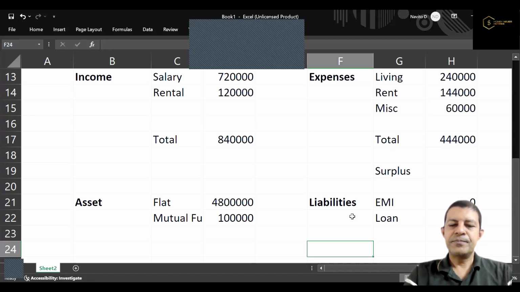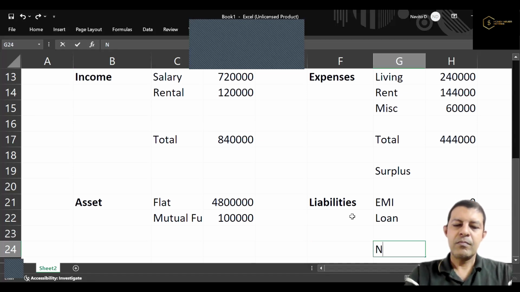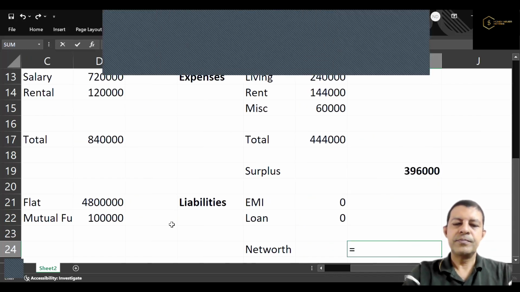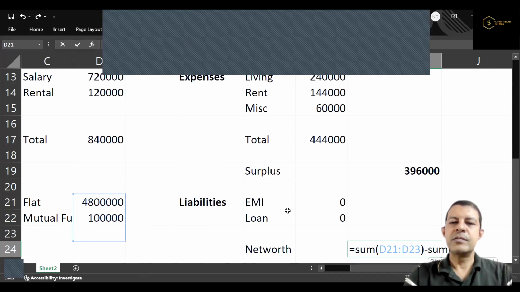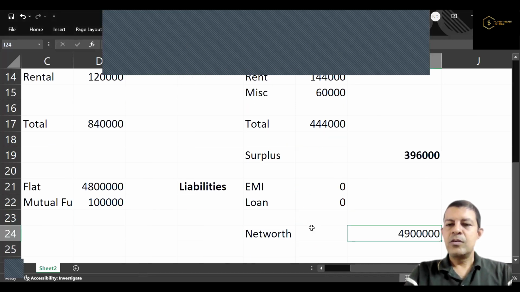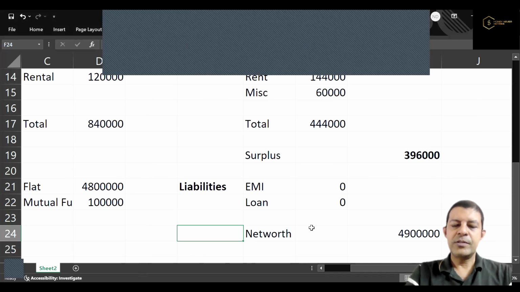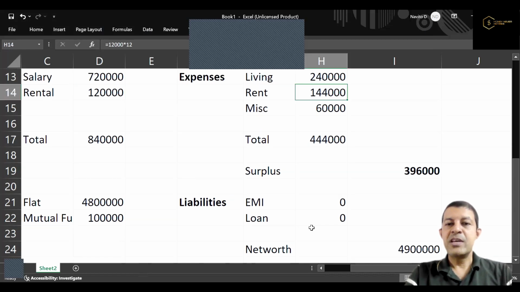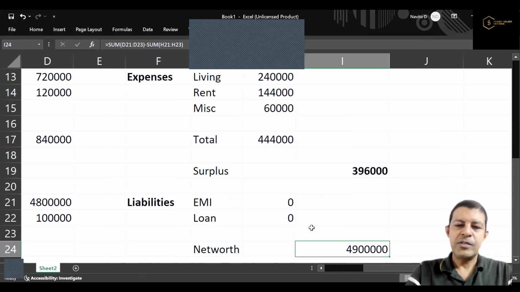So his net worth is all this sum minus the sum of the liabilities. So 49 lakhs is what his net worth is. This flat is an investable flat because he's not staying in it. He's staying on rent. That is why we have considered expenses including rent. So this is his net worth.